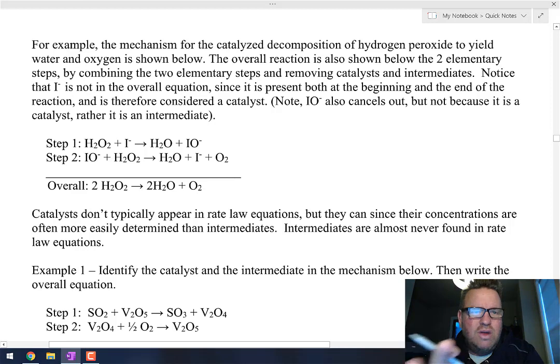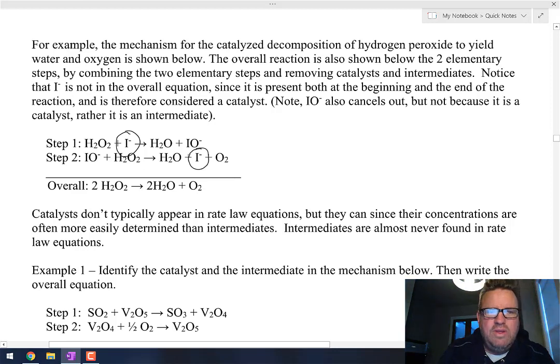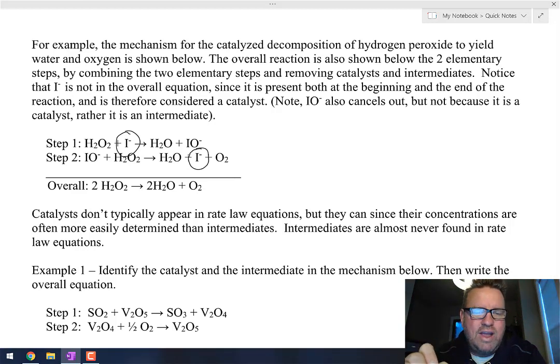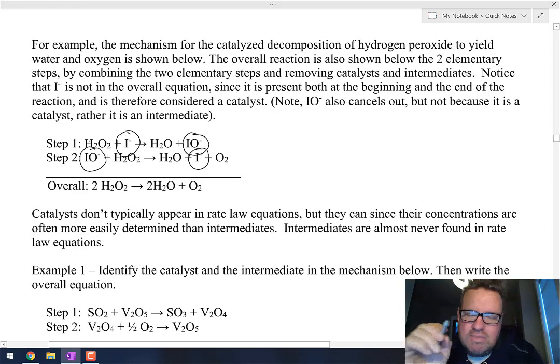Again, how did we get there? We combined the 2 elementary steps. We canceled out the catalysts and the intermediates. Notice that you start with I minus here and you end with I minus here. So it's present at the beginning of the reaction and at the end of the reaction and is therefore considered a catalyst. In this case also notice IO minus is formed and then used again. That also doesn't make it a catalyst. That makes it, remember, an intermediate.